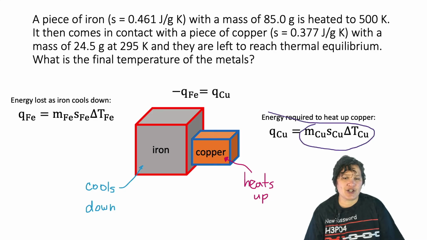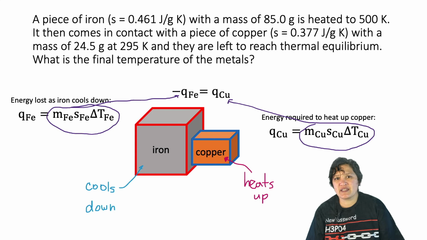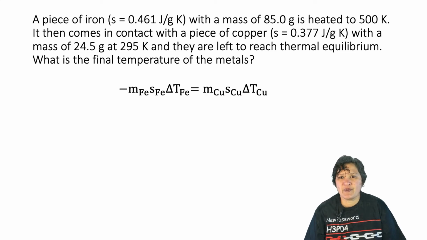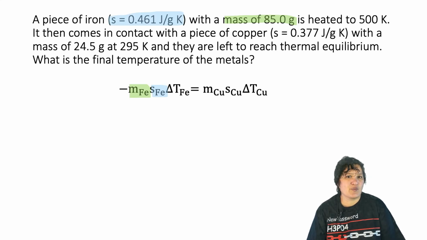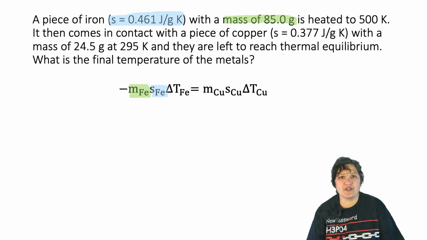Let's now take these two expressions and plug them into this formula and see what we can do with them. So here we have those same two expressions plugged into the formula. That's a lot of variables. Let's see what we can do to simplify this. First, we have the mass of iron. The problem tells us that's 85 grams. Next, we have the specific heat of iron, which is 0.461 joules per gram Kelvin. We have the mass of copper, which we see from the problem is 24.5 grams, and the specific heat of copper, which is 0.377 joules per gram Kelvin.